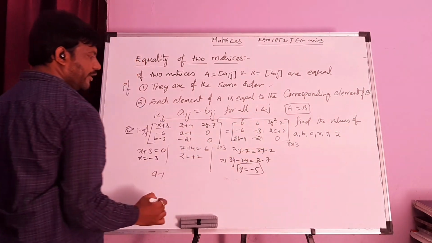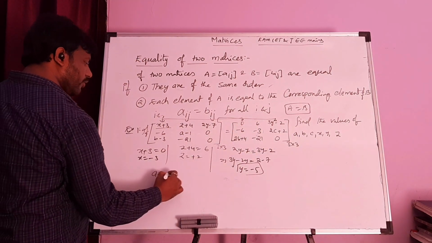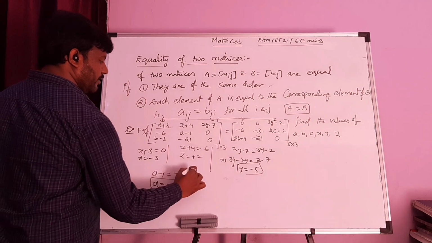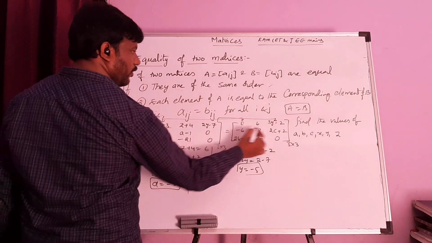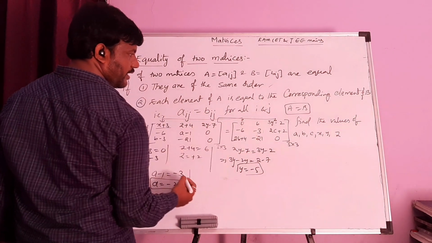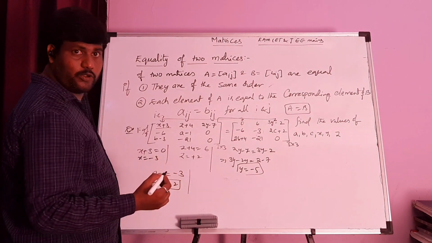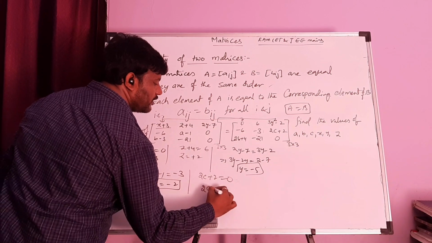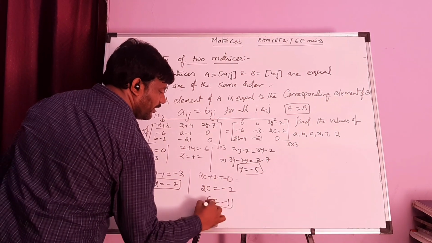Here the second row, second column element will be minus 3. So a minus 1 equal to minus 3, a is equal to minus 2 you get. Similarly, here 0, this is 2c plus 2, the second row, third column element. So I can equate 2c plus 2 is equal to 0, 2c is equal to minus 2, c is equal to minus 1.